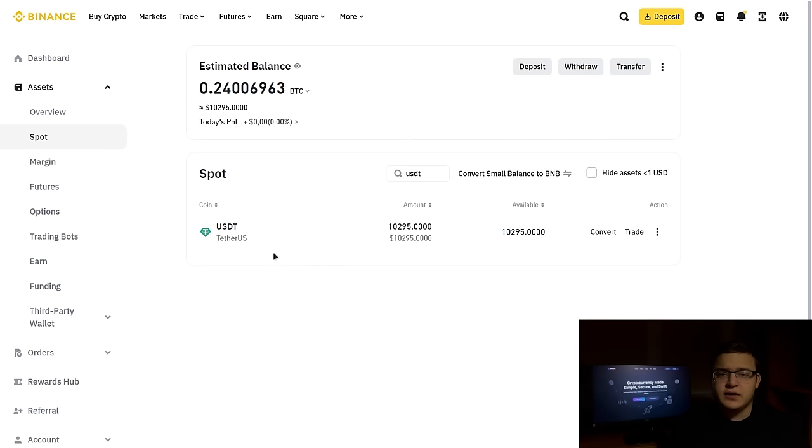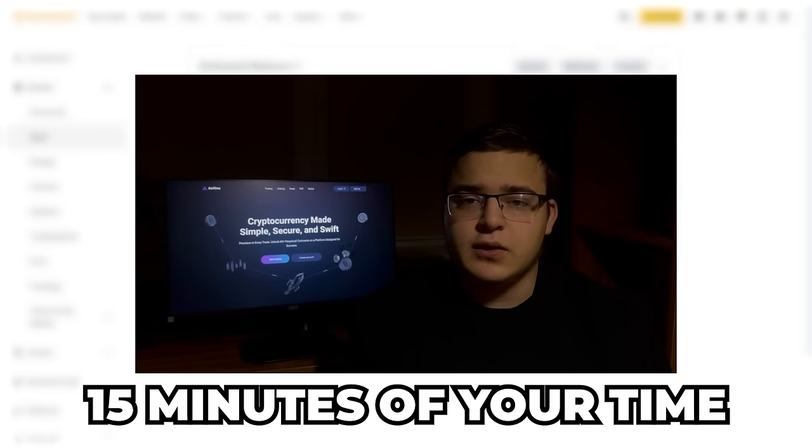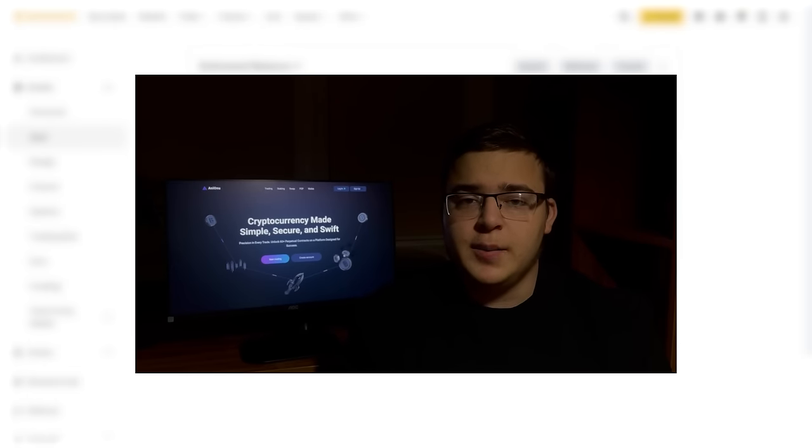So the more money you invest, the more profit you can make from one trade. And it only takes about 15 minutes of your time. You can increase the initial amount each time and repeat the process multiple times to earn even more profit.